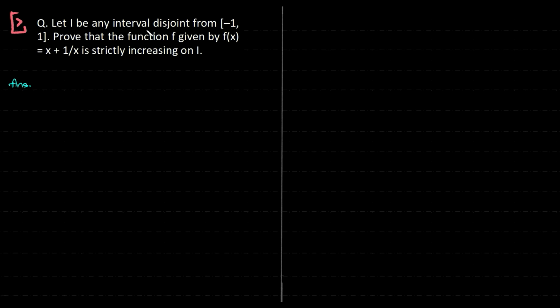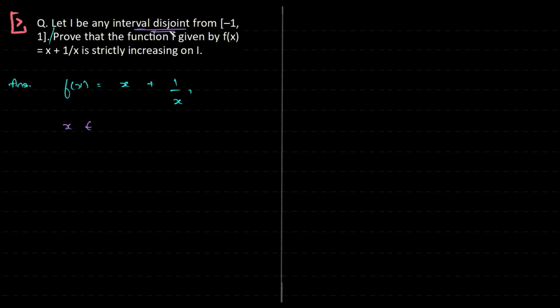Let I be any interval disjoint from -1 to 1. Prove that the function given by f of x is equal to x plus 1 by x is strictly increasing on I. So the interval here is what you guys have to figure out. X belongs to what? Read the question again.